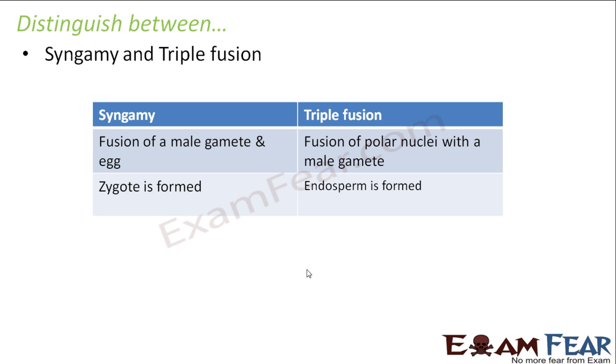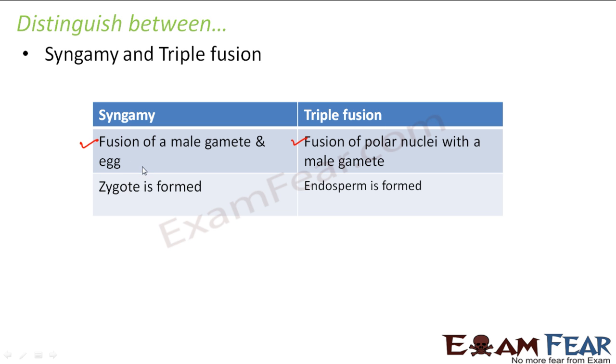Let us look at the last, to distinguish between syngamy and triple fusion. What is syngamy? Syngamy is a name given to the fusion of a male gamete and egg. You remember we spoke about double fertilization which takes place in angiosperms. What is double fertilization? There are two fusions which take place inside the ovary. What are they? One is the fusion between the male gamete and the egg, and the other one is the fusion of the other male gamete with the polar nuclei or the secondary nucleus. Right? So this fusion of the male gamete and the egg is known as syngamy, and the fusion of the polar nuclei with the male gamete is known as triple fusion.